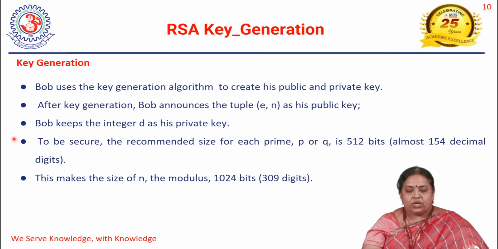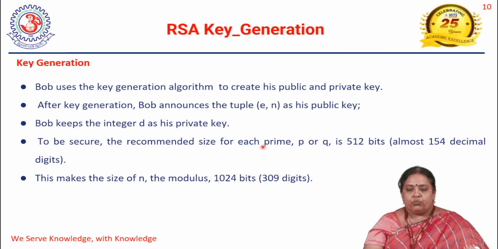In order to have more security, the size of the prime number is usually 512 bits, that is almost 154 decimal digits. For security purposes, we make the prime number size equal to 512 bits. And if we keep 512 bits for the prime number, then obviously the size of n will be 1024 bits. Why it is so, we will see in the algorithm.